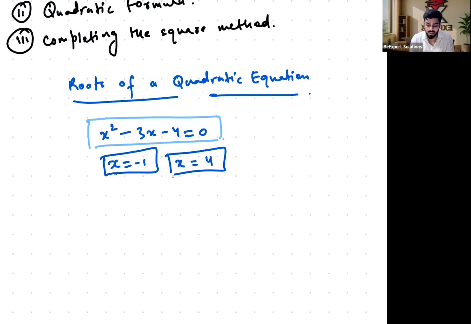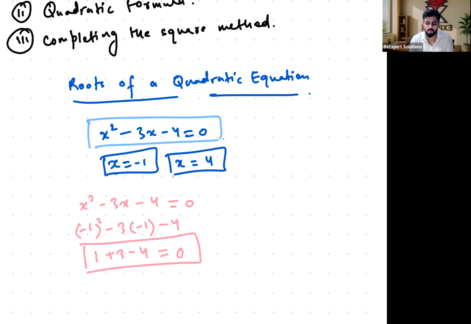How? For example, if I write down x square minus 3x minus 4 equals to 0, and you substitute -1 in place of x, it would be (-1) square minus 3 times (-1) minus 4. If you solve this, it would be 1 plus 3 minus 4, which will give you 0 as an answer. That's why it's called zeros of the polynomial. Similarly, if you put the 4 also in that way, you will still get 0. You can just pause the video and try it and check whether you're getting 0 or not. That's why they are called roots of the quadratic equation or zeros of the equation.